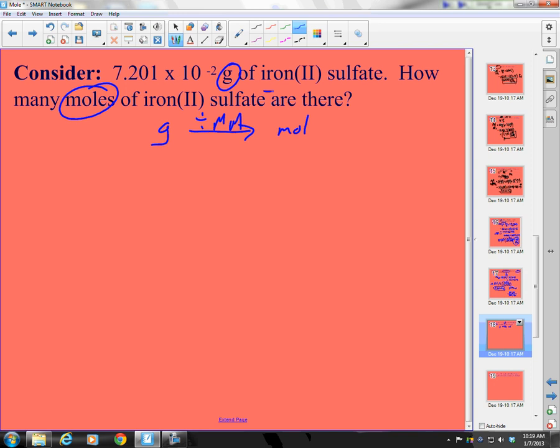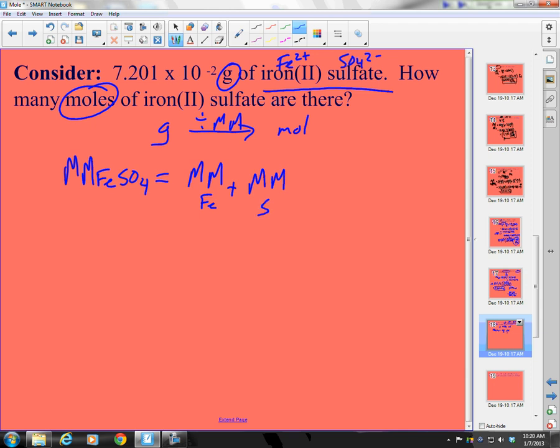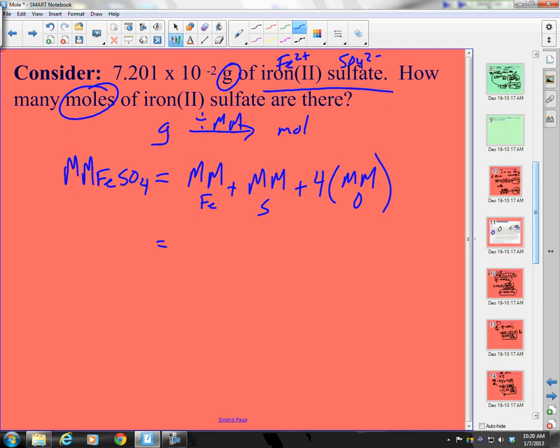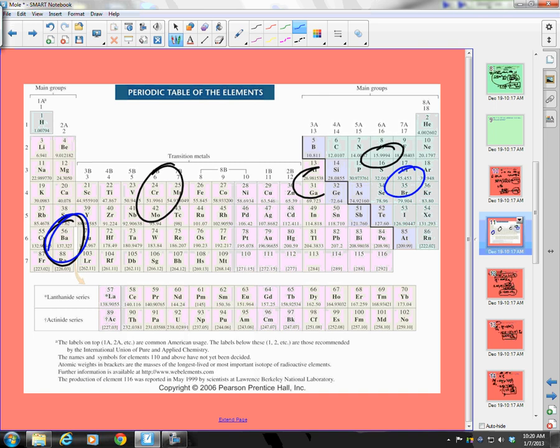That means I need to get the molar mass of iron 2 sulfate, sorry. If it's iron 2, that means it's Fe2+. What is sulfate? SO4 2-. So that means I have FeSO4. And how do I get the molar mass of that? That's going to be equal to the molar mass of my iron plus the molar mass of 1 sulfur plus 4 times the molar mass of oxygen. Good. So let's go to our periodic table. Where's my iron? Iron, 55.845 we'll go with.